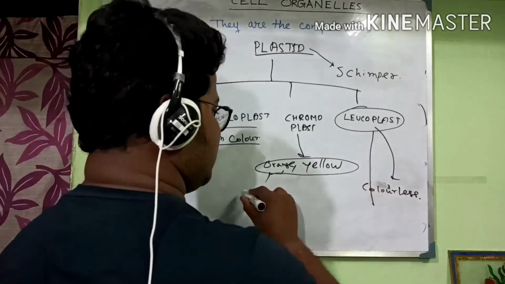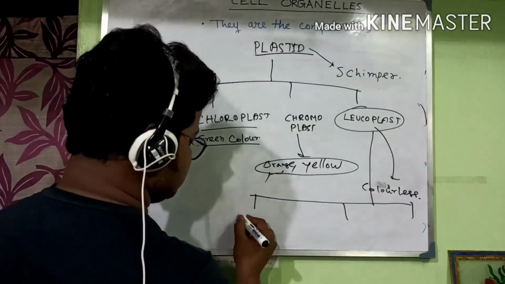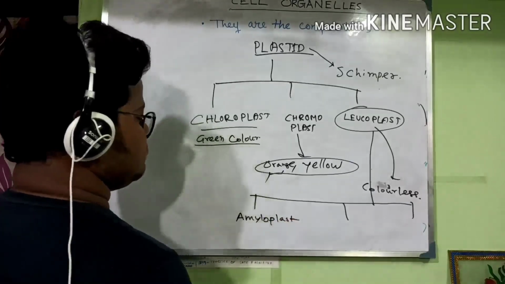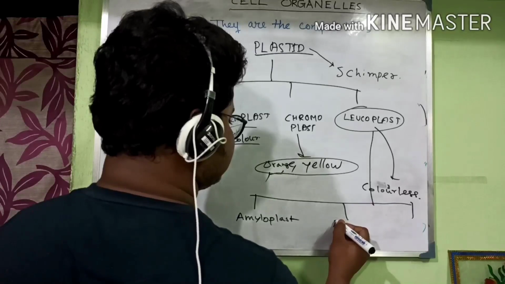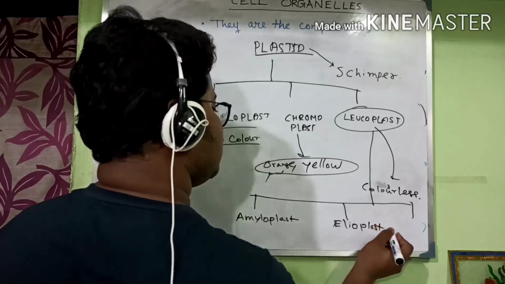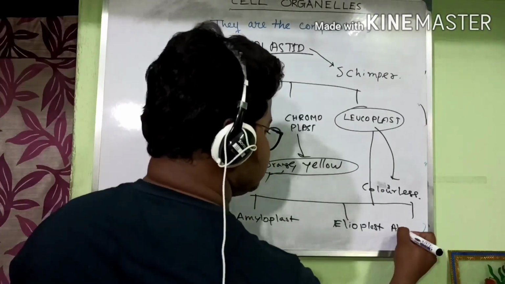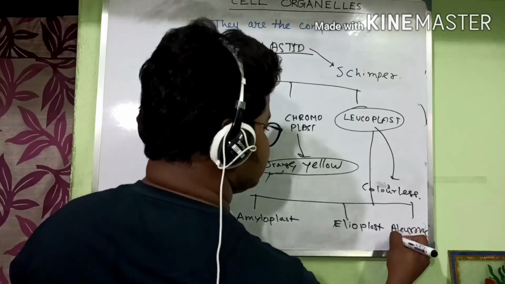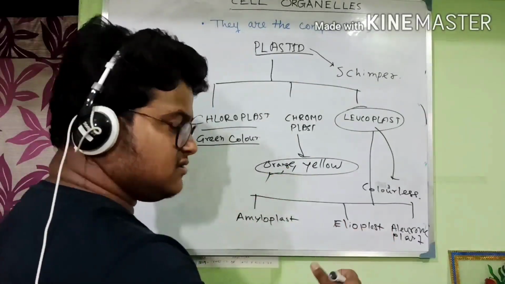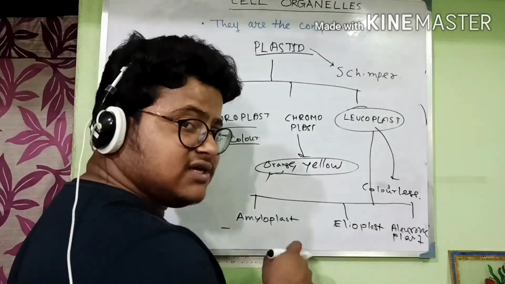And leucoplast also has three types. One is amyloplast, next is elaioplast, and the last is aleuronplast. These three types of leucoplast have three different functions. Their storage products are different.